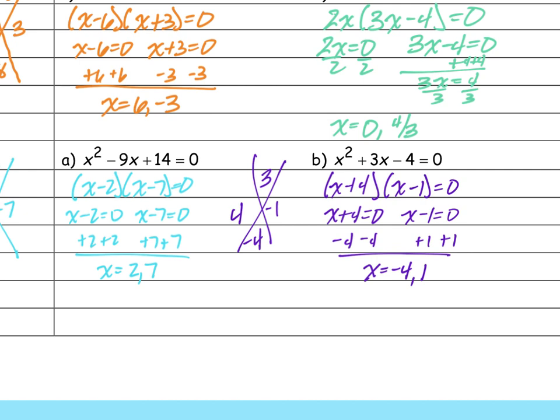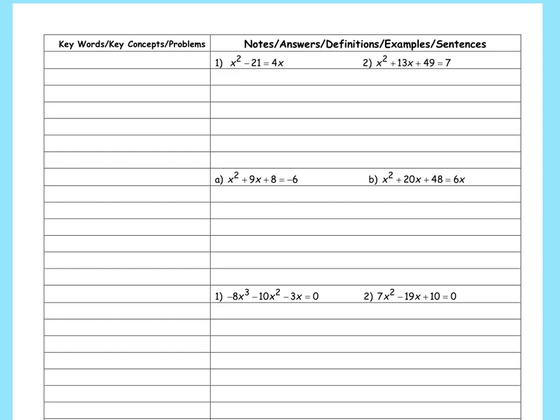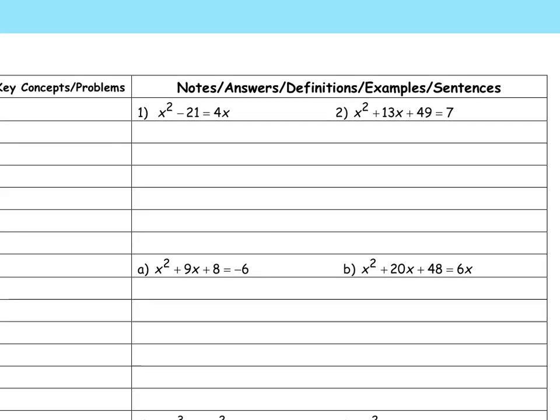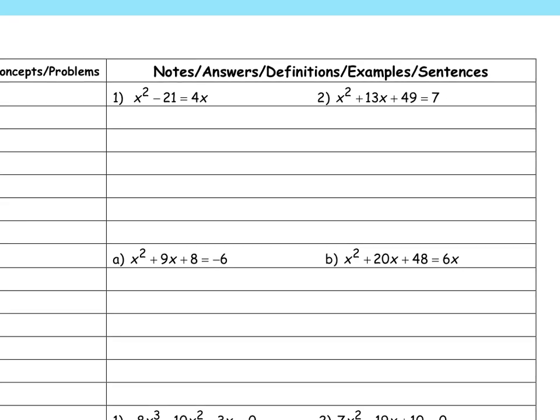Very good, you guys. So we're going to go on to the second section. Still doing the same thing. Only this time I have to make sure before I factor everything's on the same side of the equal sign. And then I'm going to factor and solve, doing exactly what we just got done doing. So I'm going to subtract 4x from both sides. And then I get x squared minus 4x minus 21 equals 0.